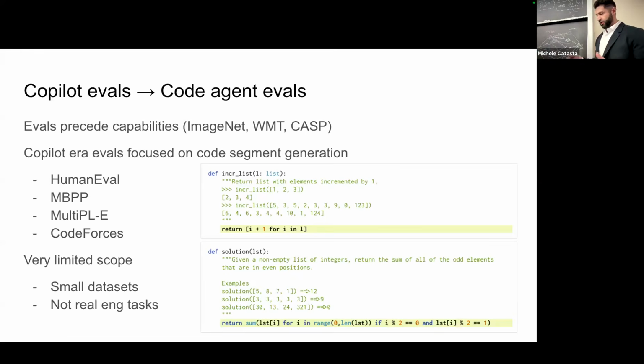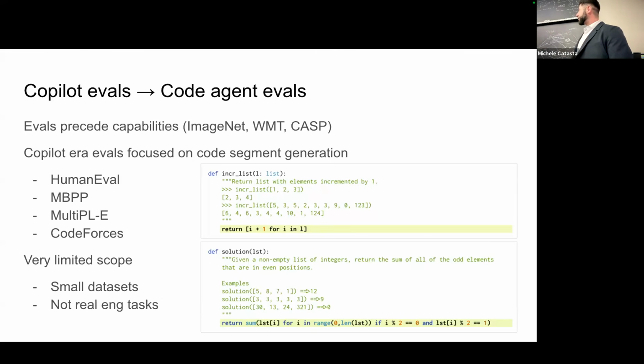So Copilot started with a different set of evaluations. Back in the days, we had HumanEval, MBPP, and so forth. Those evals are really focused on generating code segments, but they're very limited in scope. On the right, you see an example of what HumanEval looks like. You were basically getting a method signature and docstring, and then expected the model to give the implementation. The implementation most of the time was a one-liner.